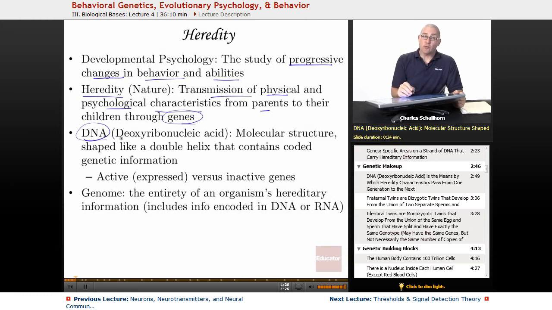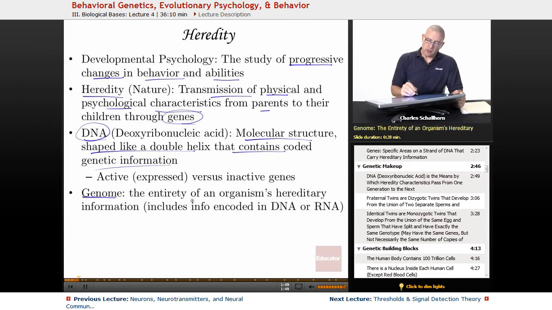DNA, deoxyribonucleic acid, one of those fun scientific terms I love saying over and over. And that's going to be the molecular structure shaped like a double helix that contains coded genetic information. And you've got your active genes that are expressed versus inactive genes that may not be expressed or maybe are dormant and are expressed later on in a person's life.